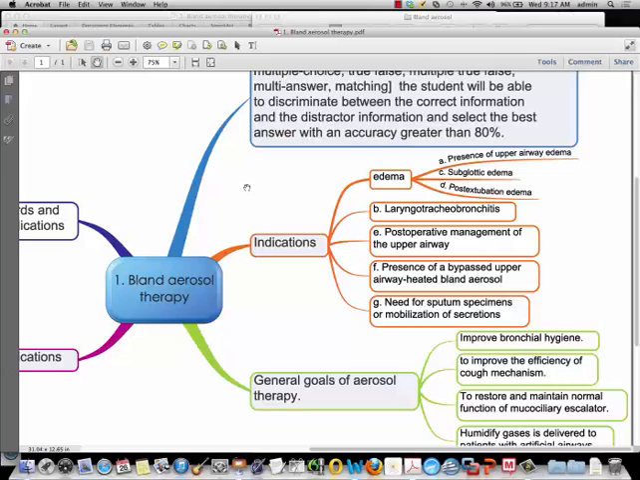Another category is laryngotracheobronchitis, a bronchitis of the larynx and the trachea. That airway, when a bronchitis occurs, the airway is swollen. And it gets edema, so we would give it for that. The next phrase, postoperative management of the upper airway.